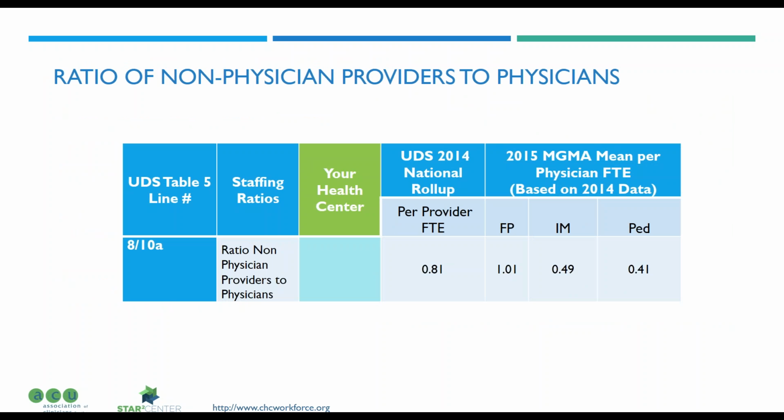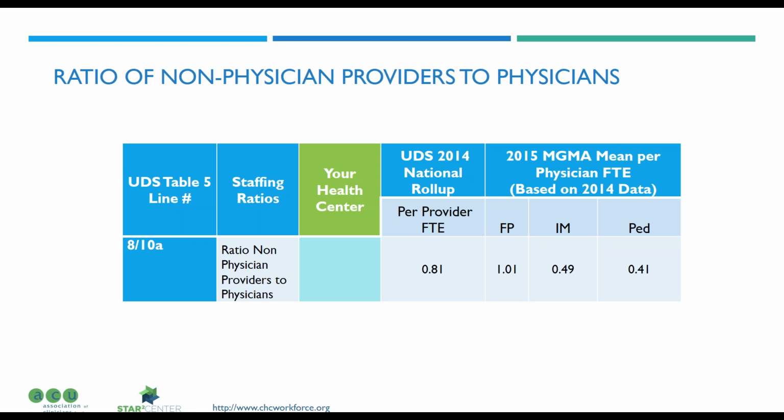It's a pretty simple chart. And in this case, we've mostly given you benchmarks. Again, they're the 2014 benchmarks because that's the most recent data that we have available to us. If you have your UDF tables available to you, which you should, if you don't, you should contact UDF Helpline and ask them to send it to you. What we're looking at is your line 8 divided by line 10A from your UDF table 5. And that's the number you would put in under your health center, the green box that's on the screen. And then you just take a look at how you compare to others.